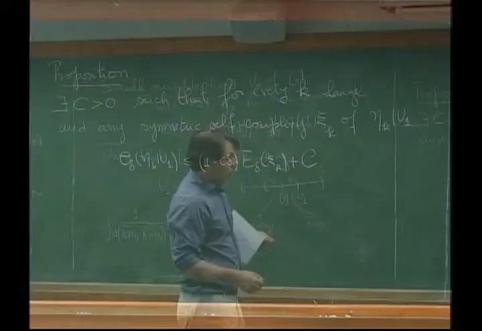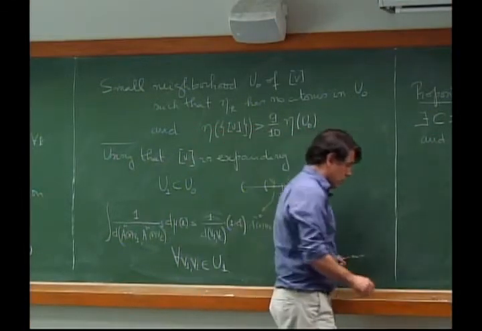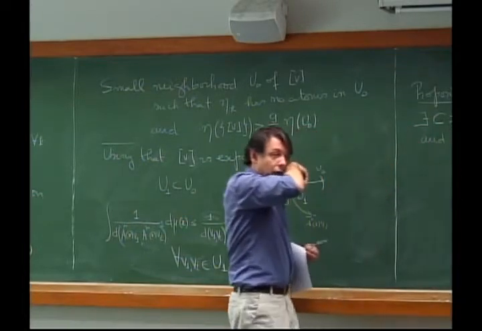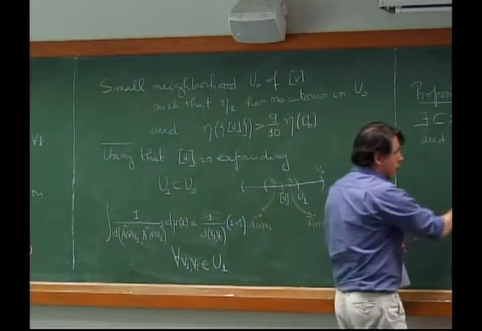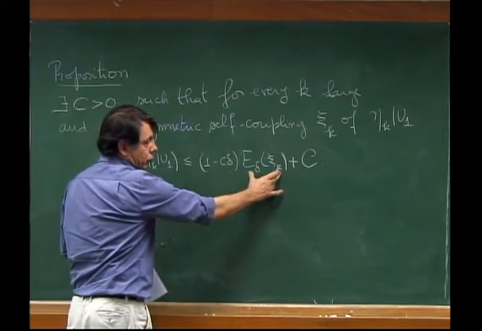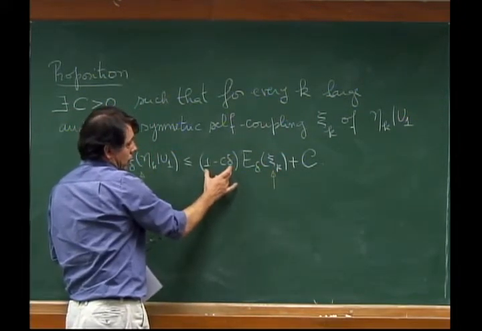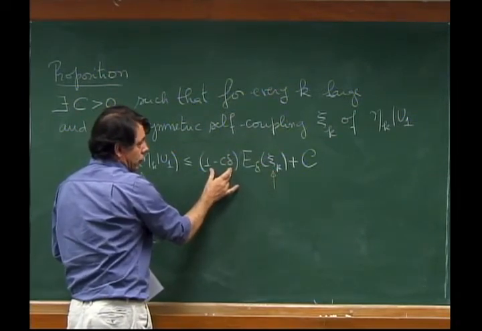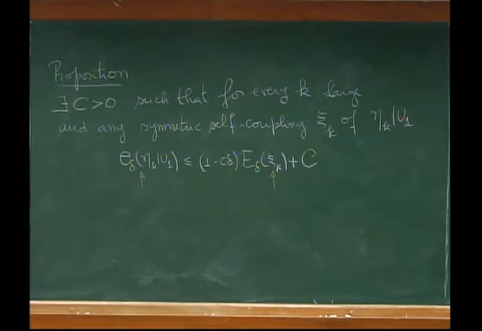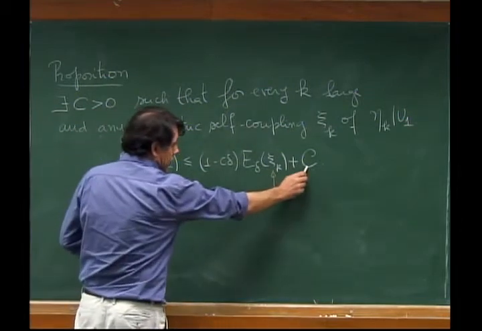Maybe that was a little bit confusing. What this is saying is that you give me any self-coupling of this measure, and I'm able to get another, an optimal self-coupling, whose energy is much smaller than this one. By much smaller, I mean at most a multiple with factor smaller than 1 times this, plus a constant. Okay? So I can always improve energy by a factor smaller than 1, and the only price I have to pay for that is a fixed constant.